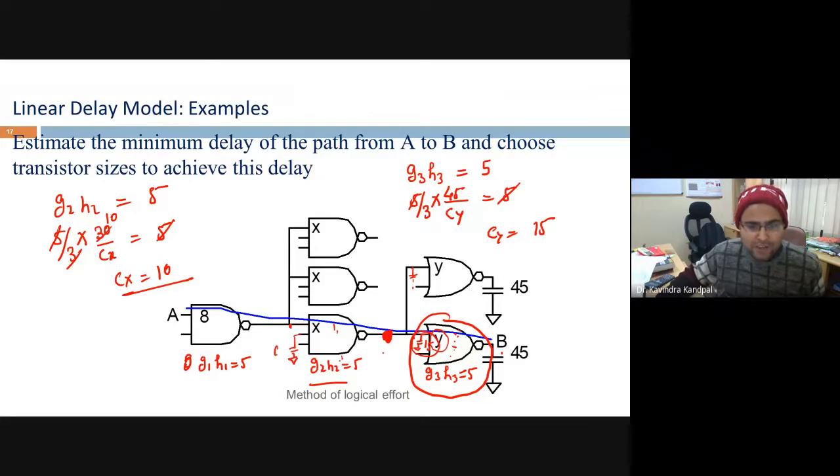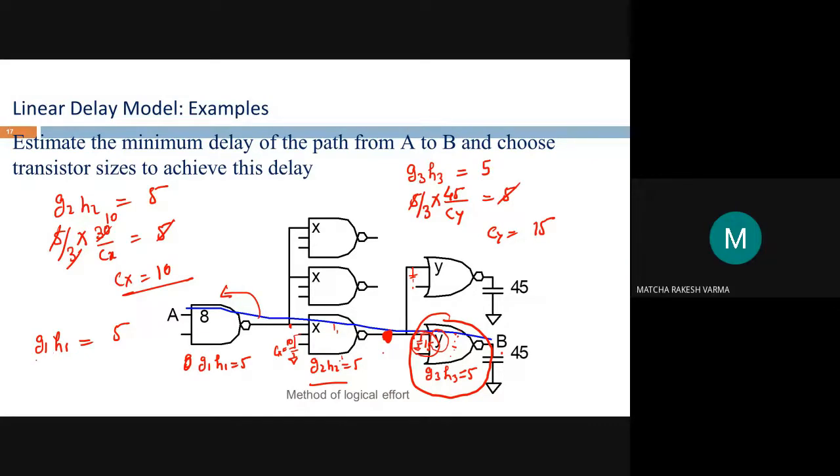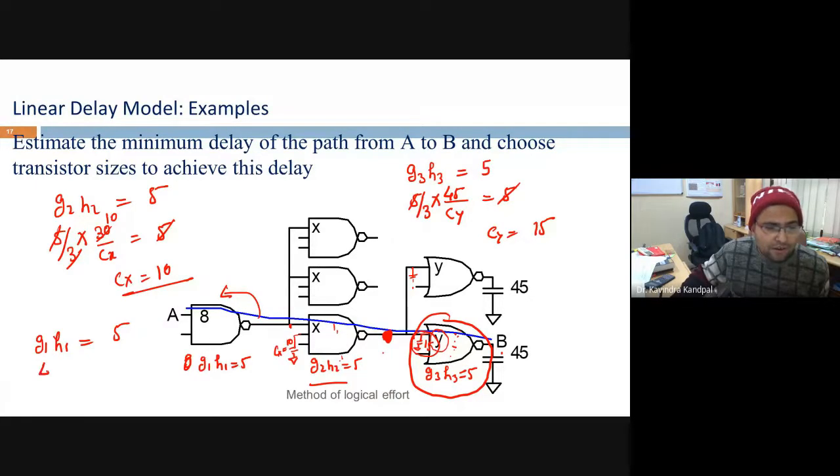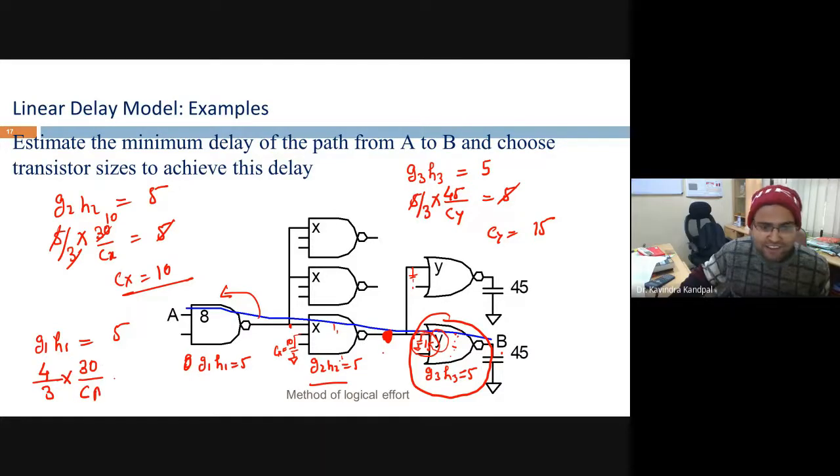Now I want to see whether my answer is correct or not. Have I committed any mistake or not? I need to cross check again. What is the G1 H1? G1 H1 is supposed to be 5. Yes or no? Yes, sir. So what is the G1? 4/3. What is the H1? 30 by some capacitance CA. That is supposed to be 5. Now look, 10, this happens to be 2. Are you getting CA equal to 8?